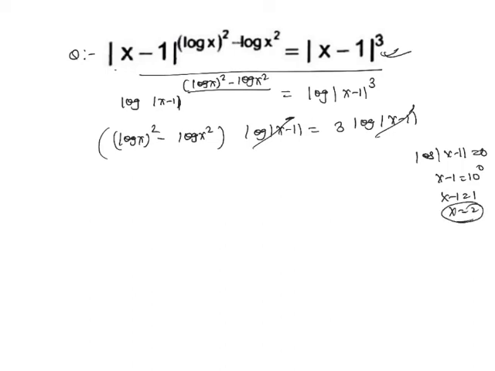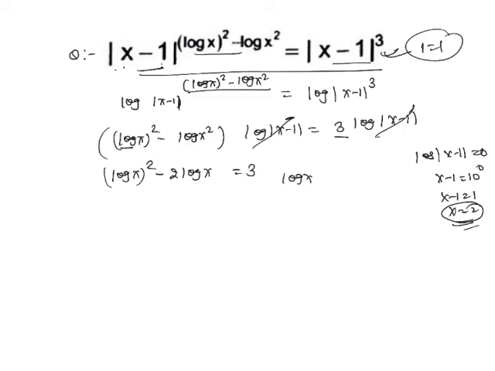So if I put 2, it will satisfy this equation. 2 minus 1 is what? 1. 1 power anything is 1 only. So 1 equals 1. So that means x equals 2 is a solution. Other solutions, how to find out? These two we can take: log x whole square minus, we can take in multiplication, 2 times log x equals 3.